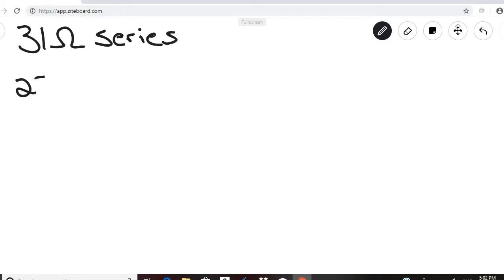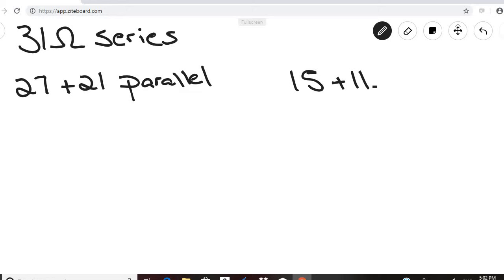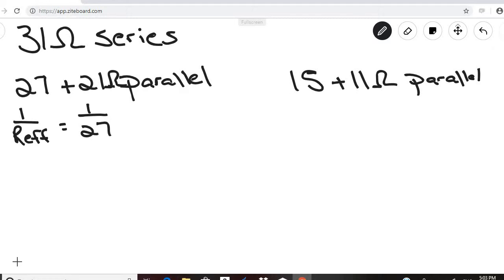Okay, then we have a 27 and a 21 that are in parallel. And then we have a 15 and an 11 that are also in parallel. Okay, so these are all ohms. Okay, so 1 over R effective will be equal to 1 divided by 27 plus 1 divided by 21 plus 1 divided by 15 plus 1 divided by 11.